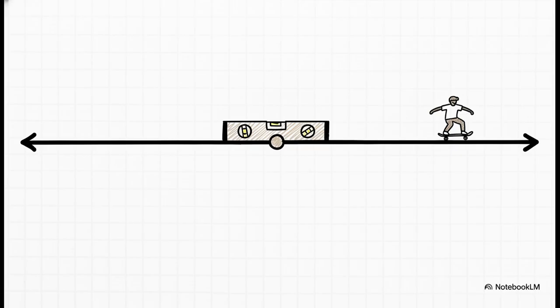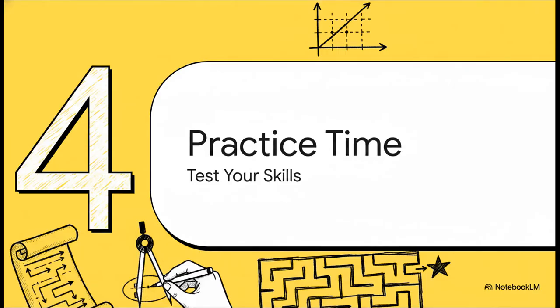And because the slope is 0, we don't rise at all. We just run. It creates a perfectly stable horizontal line that just stays flat at y equals 5, stretching endlessly from left to right. All right, moving to section 4, practice time.